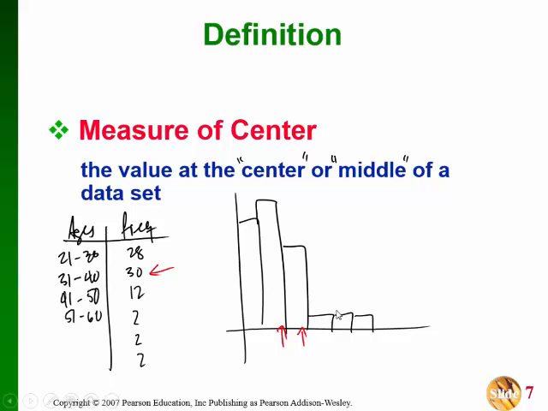I'll start with the mean. There's really two types of mean. The other mean we're not going to deal with at all. This is called the arithmetic mean. And this is the average that we know of by adding up the values and dividing it by the number of numbers that you have.